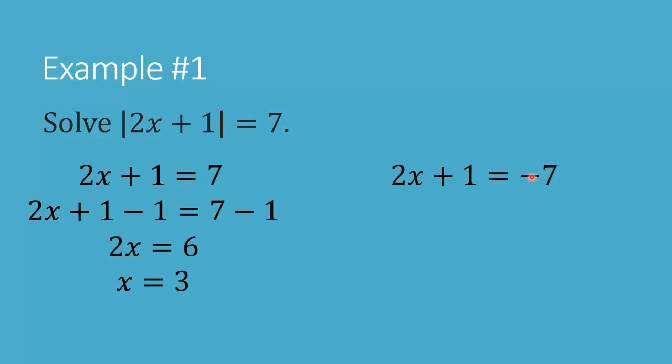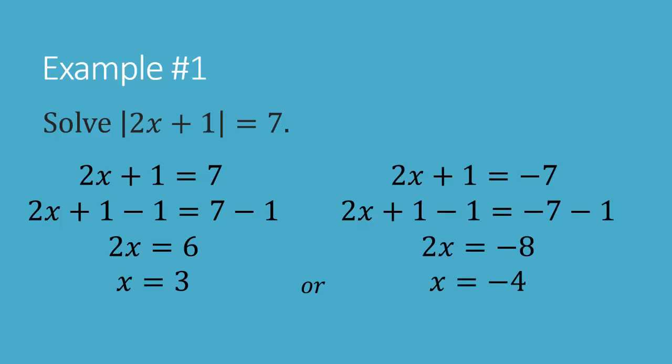Now we need to consider what if it equals -7. Well, again, we move the 1 over, divide by 2, and now we get x equals -4. Now, it does seem weird, but if we plug it back in, we go -4 times 2, we get -8, and we add 1, we get -7, which absolute value of -7 is 7. So x equals 3 or -4.